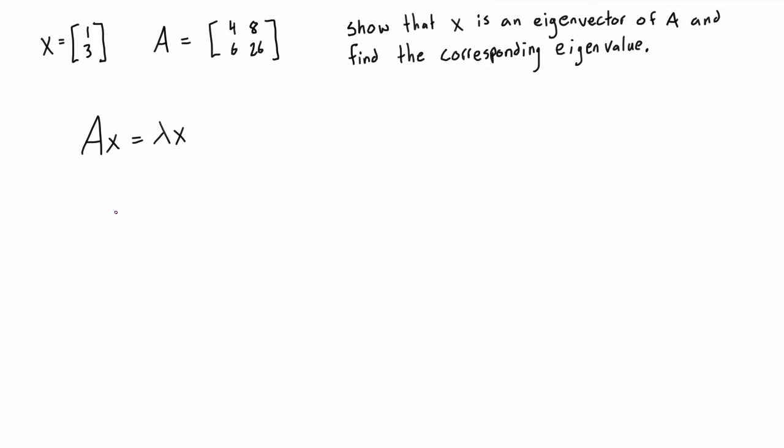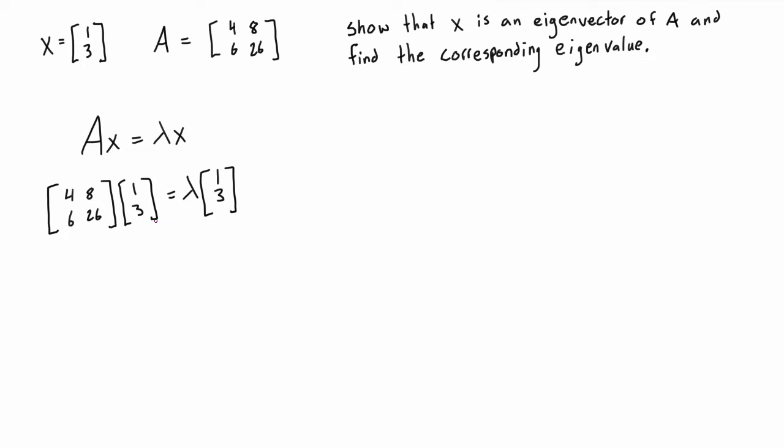So let's fill out what we know so far. We know that we have matrix A here. It's just 4, 8, 6, 26. And then we have vector x, which is just 1, 3. And the thing that we're looking for here is an eigenvalue that can satisfy this. And if we can find an eigenvalue that satisfies this, then we'll have solved the problem, really. We'll say that the statement is doable, and we found the eigenvalue that makes that happen.